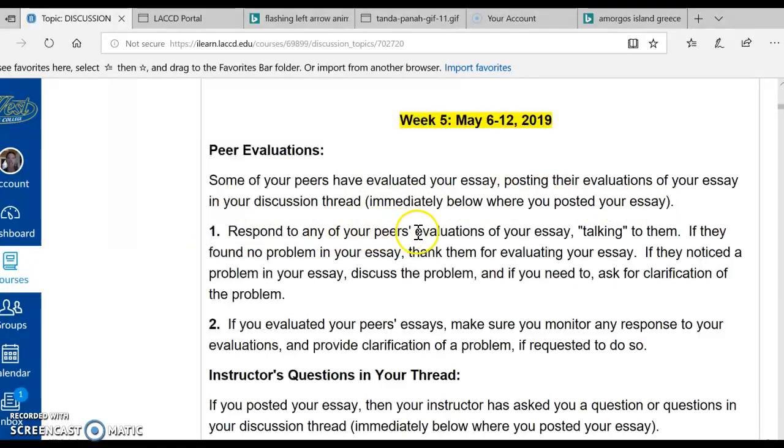1. Respond to any of your peers' evaluations of your essay, talking to them. If they found no problem in your essay, thank them for evaluating your essay. If they noticed a problem in your essay, discuss the problem. And if you need to, ask for clarification of the problem. 2. If you evaluated your peers' essays, make sure you monitor any response to your evaluations and provide clarification of a problem if requested to do so.